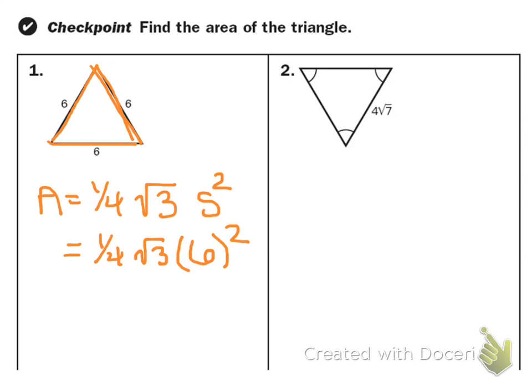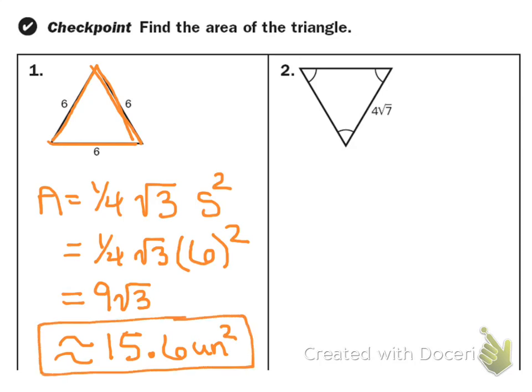Using a calculator, this problem then becomes simple. Punch it into your calculator. If you have a scientific calculator, you may get 9 square root of 3. We don't want to leave it like that. Once you round it to one decimal place, you would have 15.6 units squared.